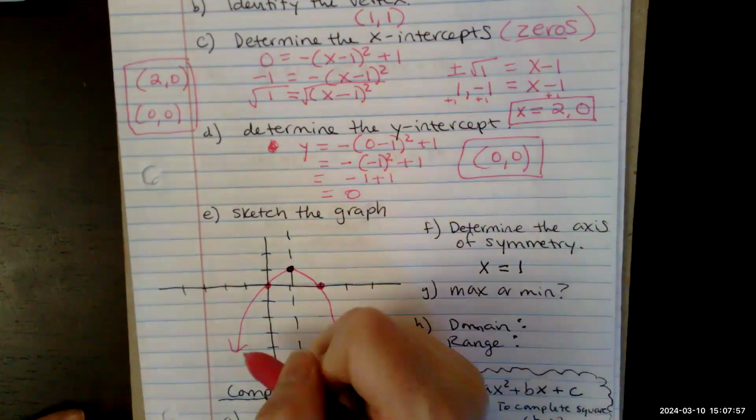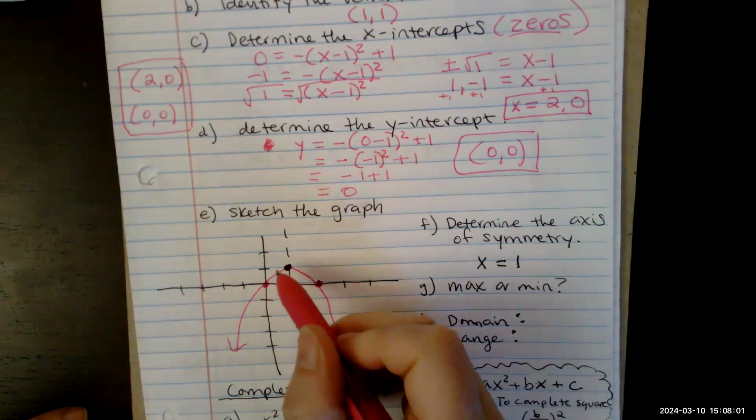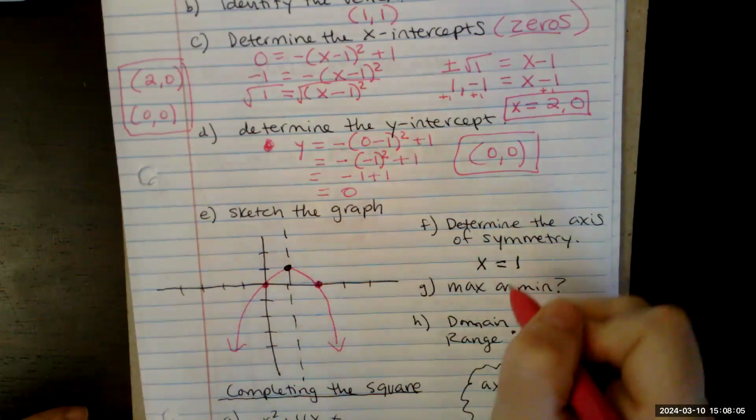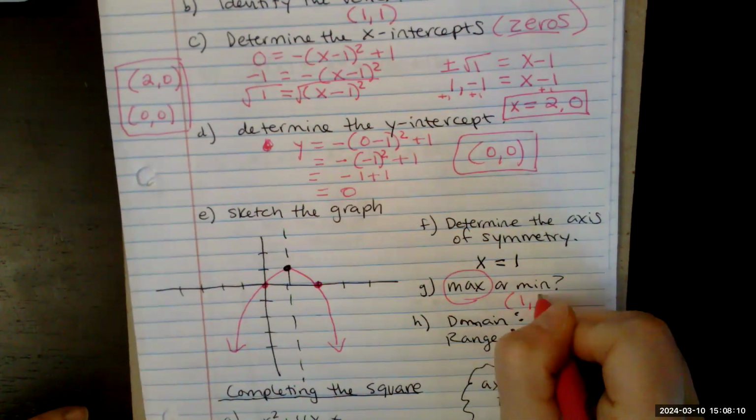So does this graph have a max or a min? Does it have a very highest point or a very lowest point? Well, the arrows mean it's going to go down forever. So it does not have a min, but it does have a highest point. And that point is the vertex.